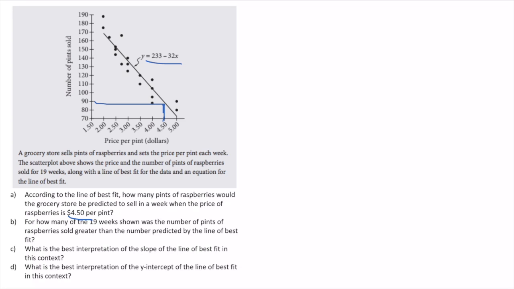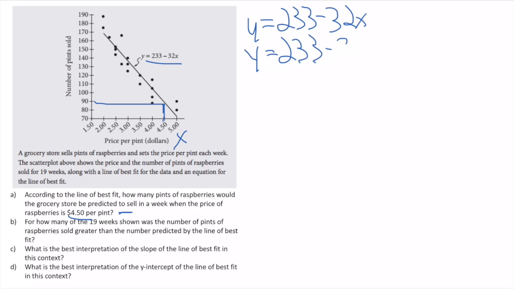and they're asking me for a question like this, I'll just take my equation, and then I'll just plug in for which value they're giving me. So here they're giving me $4.50 per pint. Price per pint is my X value. So I'll plug in $4.50 right here.